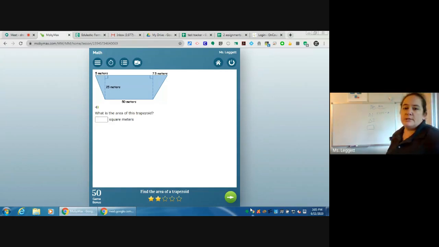Okay. Second triangle on the right. It says that it's 7.5. The height is still the same, 25, and we're going to end up dividing by 2. The rectangle is 25 times 50. 25 times 5, if I had 5 quarters, it would be $1.25, and 0 comes along for the ride.